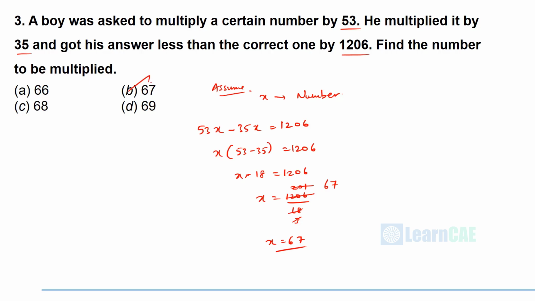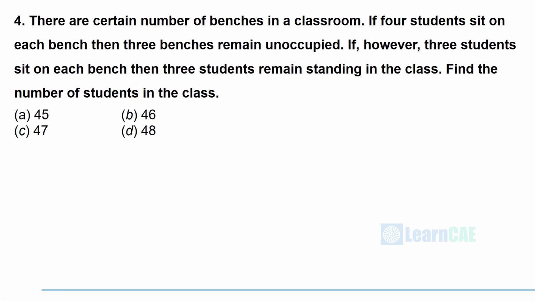The number is 67, option B. Next question. There are a certain number of benches in a classroom. If 4 students sit on each bench, then 3 benches remain unoccupied. However, if 3 students sit on each bench, then 3 students remain standing in the class. Find the number of students in the class.